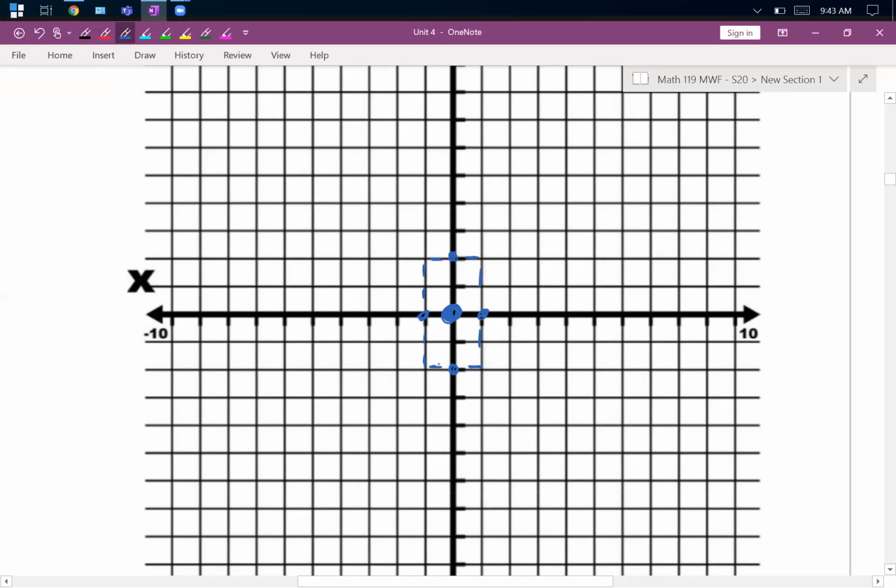Any questions so far? Okay, so now we want to draw in the asymptotes, and all we're going to do is extend the diagonals of this rectangle. So I usually start at the center and then go out.